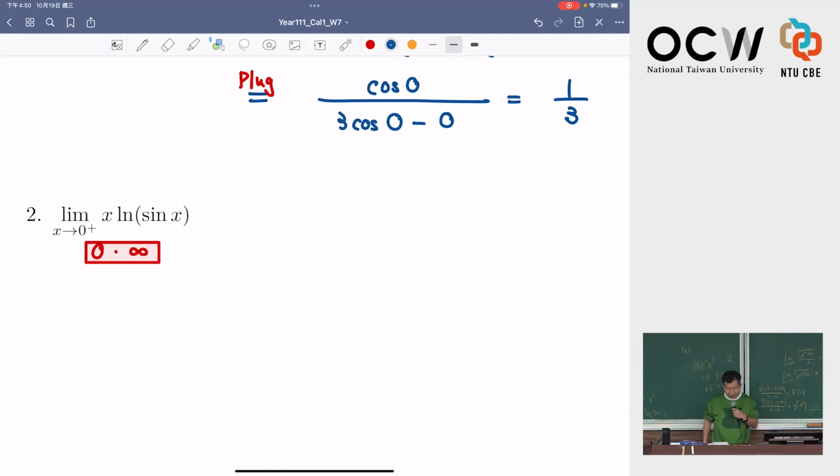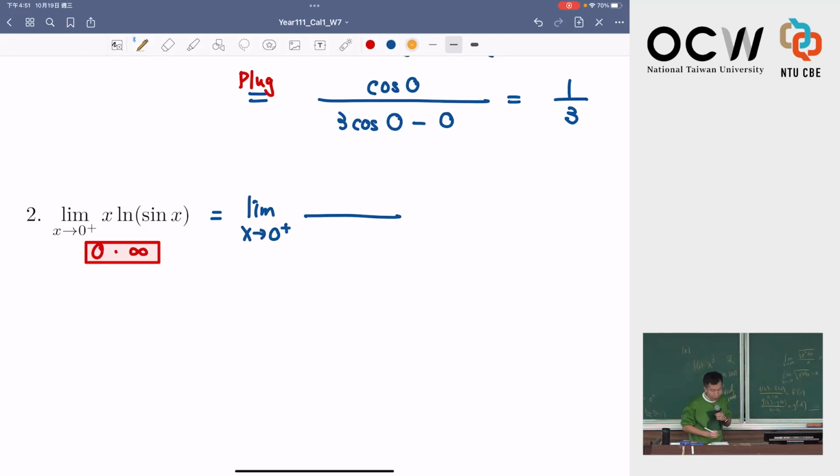But to apply the L'Hopital rule, you need to rewrite this as a fraction, okay? As a fraction. But the question is how, okay? The question is how. Now somehow you just need to be very brutal, okay? You just need to be very brutal.